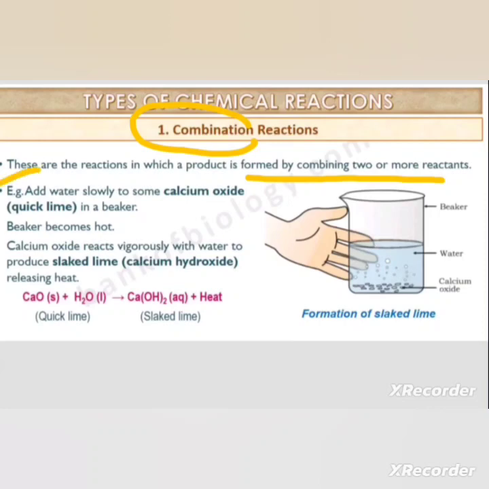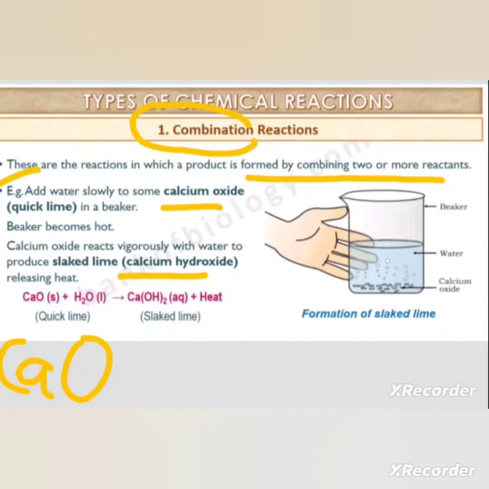For example, in our NCERT, they have taken the example of calcium oxide. The formula of calcium oxide is CaO, Ca for calcium and O for oxygen. Calcium oxide is also called quicklime, so we have to remember this name also. When we add water to the quicklime, it forms slaked lime, that is calcium hydroxide.